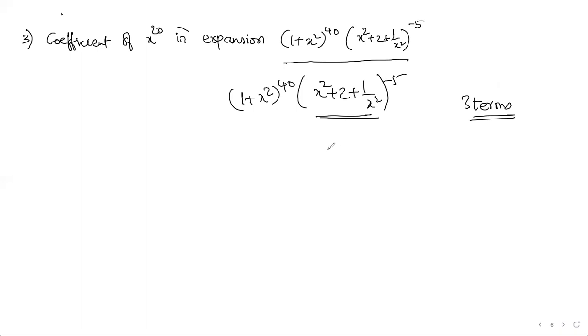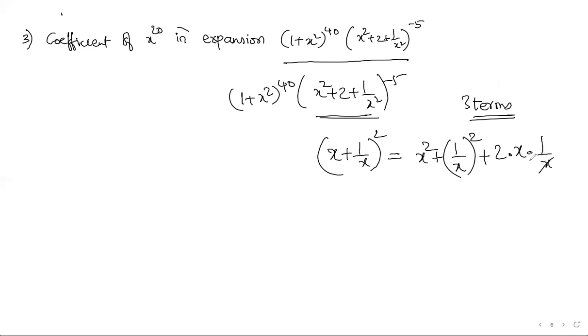So if you see properly, it can be written as x plus 1 by x whole square, because x plus 1 by x whole square is x square plus 1 by x square plus 2 into x into 1 by x. So x cancels and it will give this term. Okay, so we'll substitute that. So 1 plus x square whole power 40 into x plus 1 by x whole square whole power minus 5. So already minus 5 is there in the power, so we'll keep that also. 2 into minus 5 will be minus 10.